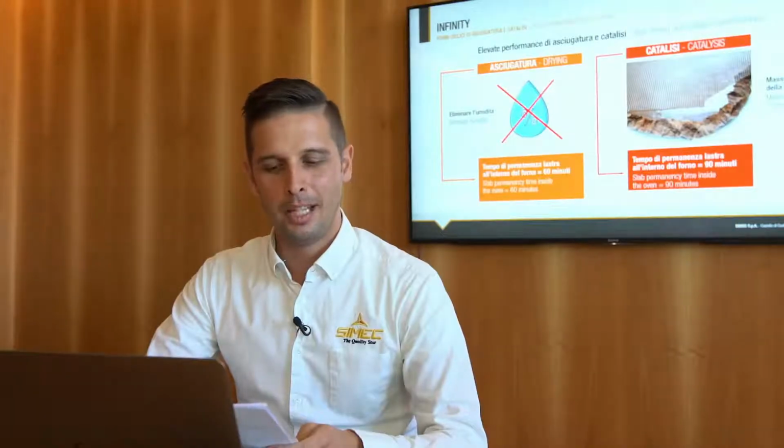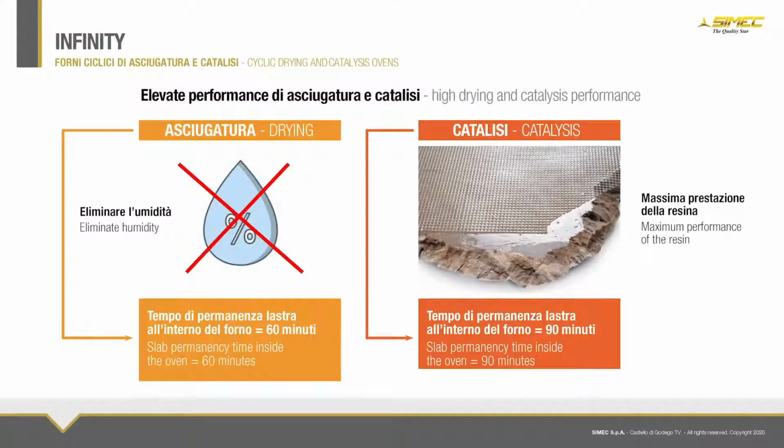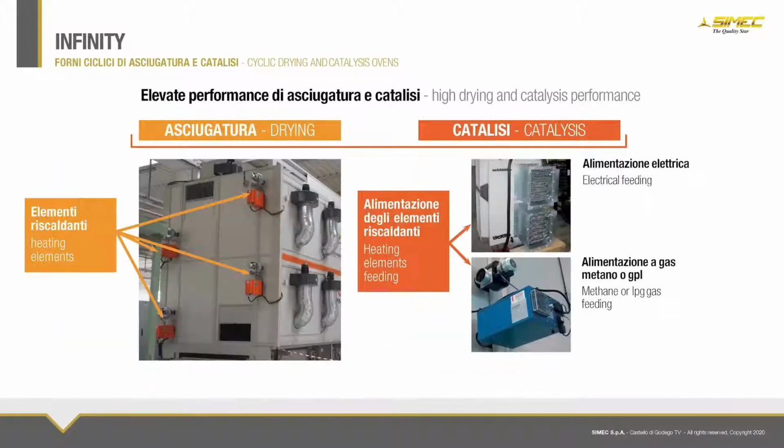The oven is designed to eliminate humidity from the material, an important factor when we're talking about a resin plant, while the catalysis version guarantees the maximum performance of the resin on the material. The Infinity systems are available with electric or gas feeding solutions. In these ovens, the air is heated on a very wide surface by means of radiant pipes or finned heating coils, according to the type of supply.